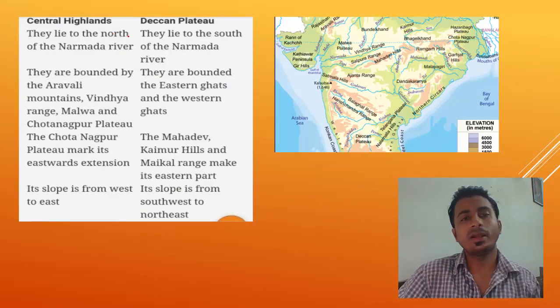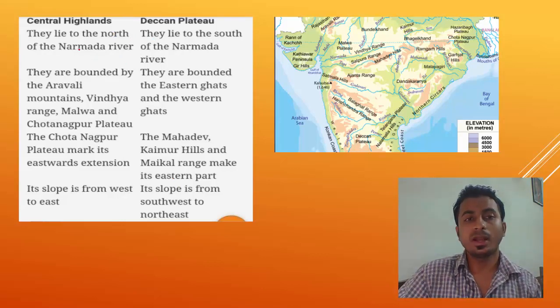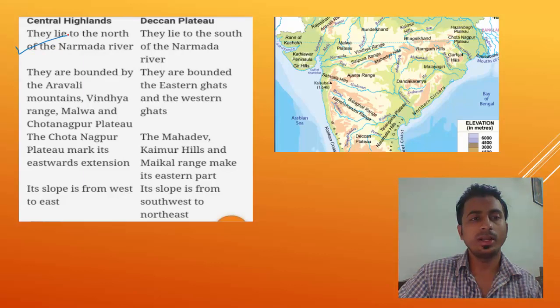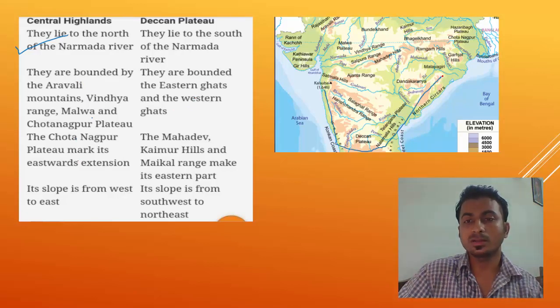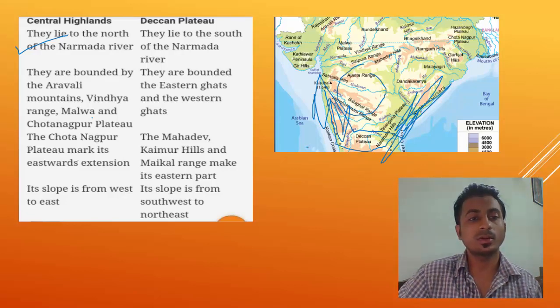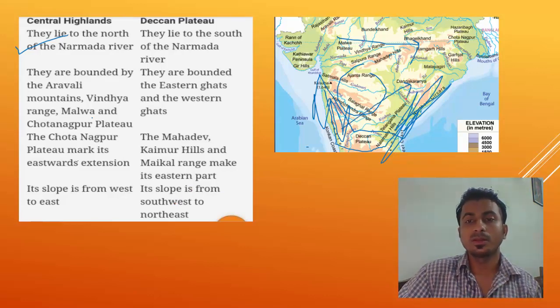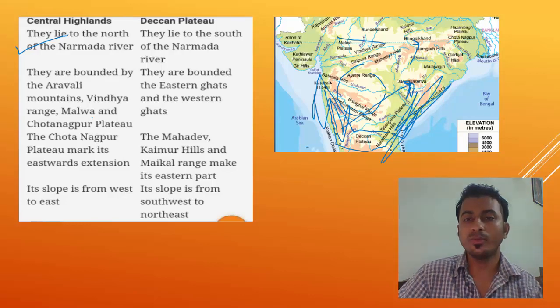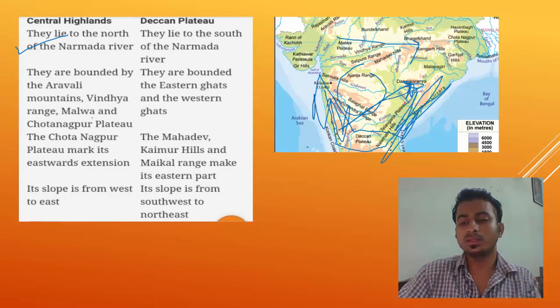Now the difference between Central Highlands and Deccan Plateau. Central Highlands are in the north. You can read this by yourself. I already explained: north of Narmada, bounded by Aravali, Vindhya, Malwa, Chota Nagpur. Okay, the Deccan Plateau is south of Narmada, bounded by the Eastern and Western Ghats. This is Eastern and Western Ghats. So the Deccan Plateau is bounded by the Eastern and Western Ghats. Okay, and its slope is from west to east. You can make it more correct by saying southwest to northeast, in this direction.